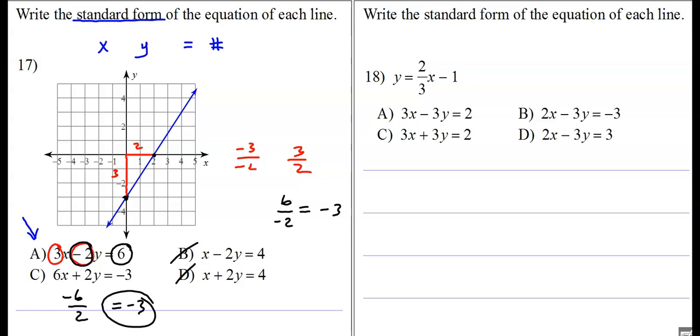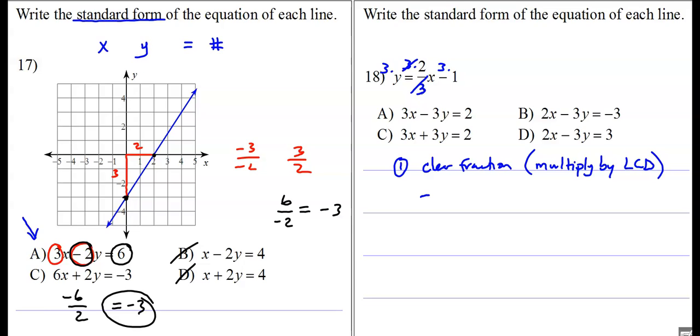Well, they give it to me in slope-intercept form. First thing I would do is I would clear the fractions, okay, which in general you want to multiply by the least common denominator. Well, luckily for us, there's only one denominator, and it's 3. So I'm going to multiply everybody by 3. So I'm going to times the y by 3, times this term by 3, times that term by 3. And divide by 3, times by 3 cancels. So I'm left with 3y equals 2x subtract 3.